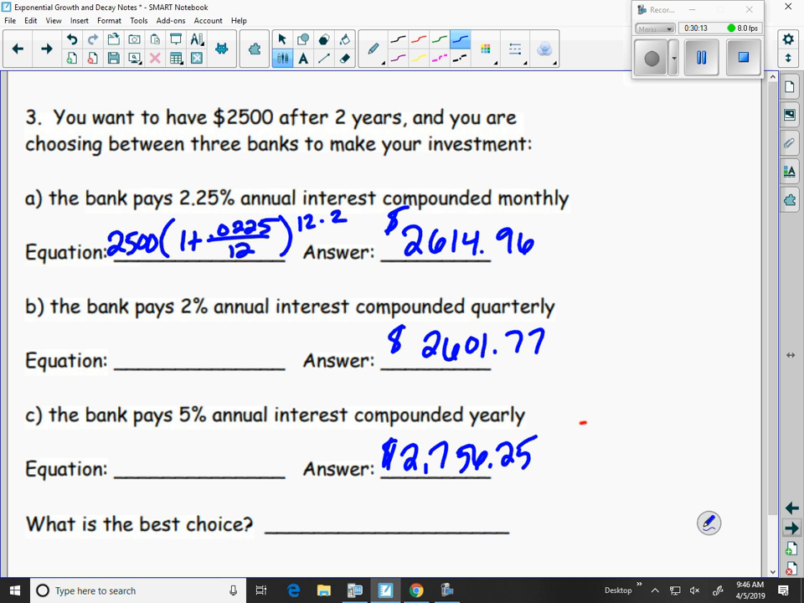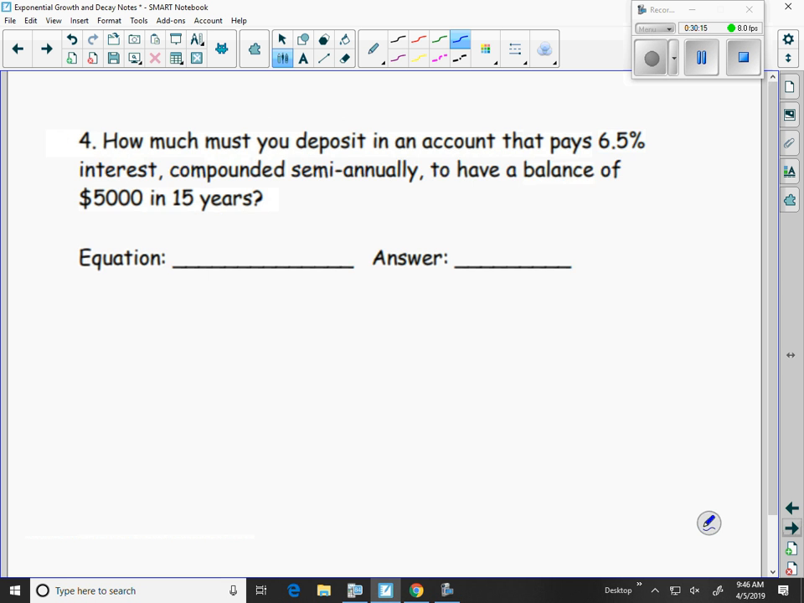Okay, let's do the last one here. Number 4. How much must you deposit in an account? What are they asking you for when they say how much must you deposit? They're asking you to find A. Okay, and it pays 6.5% to have a balance of 5,000. Okay, so 5,000 is your Y.